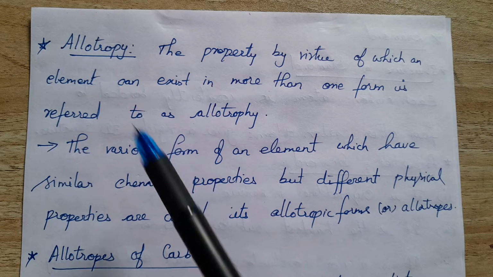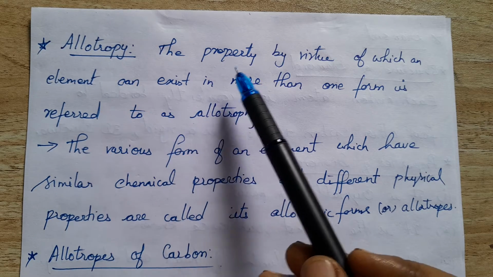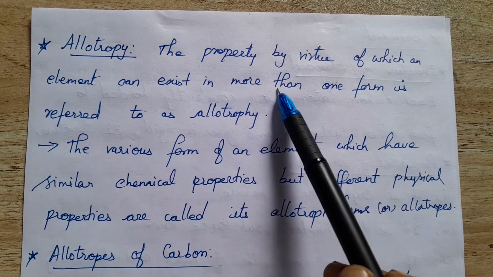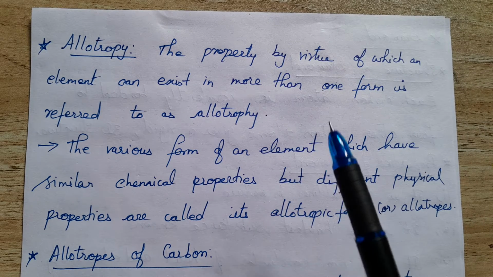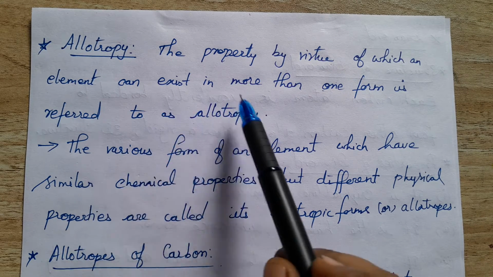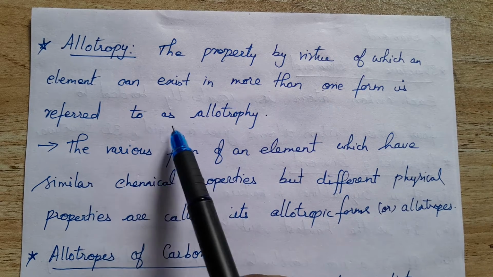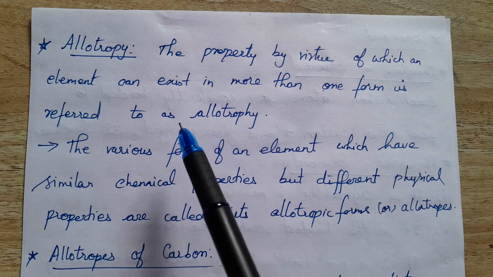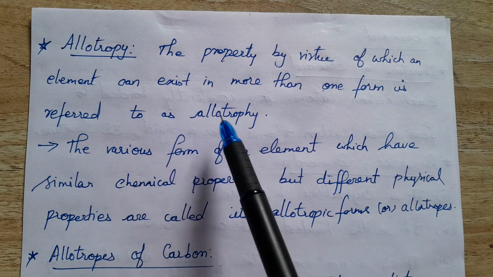Allotropy means the property by virtue of which an element can exist in more than one form. Any one element which exists in more than one form is referred to as allotropy. It can exist in more than one form, that is called allotropy.